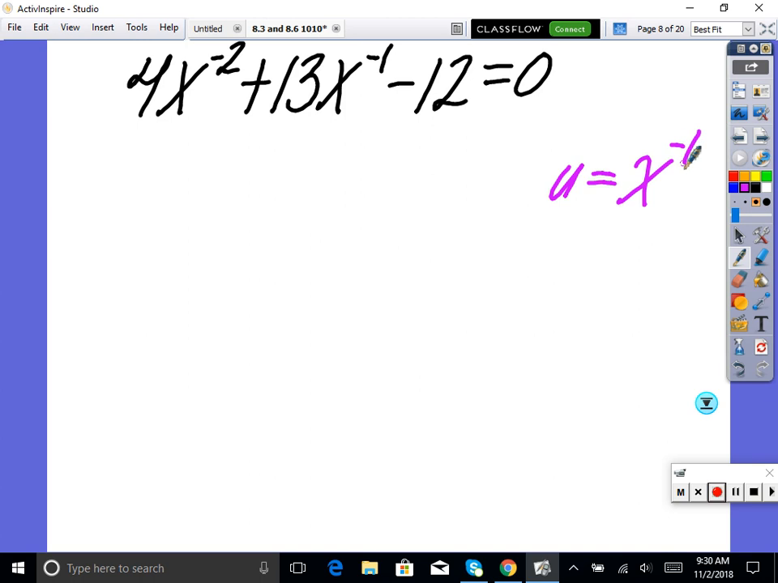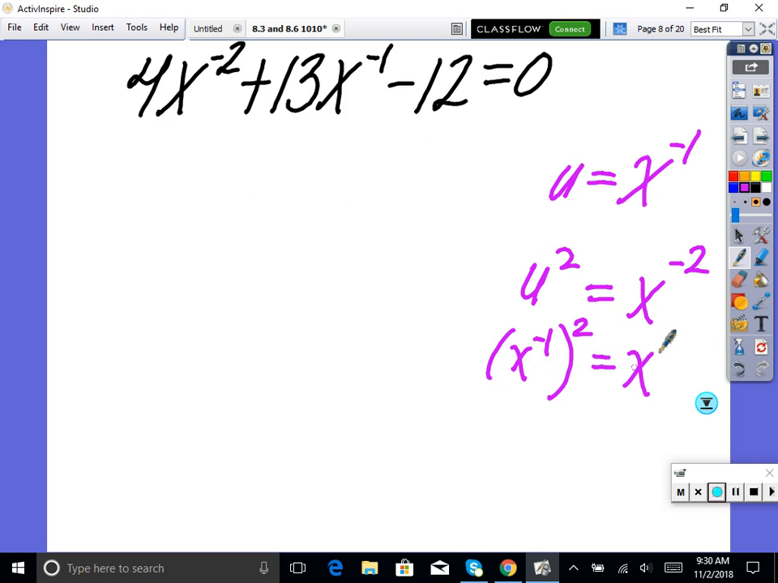x to the -1, right? How could you say, well, did I do that right? Then see if u squared is the correct thing. u squared should equal x to the negative 2. Square your u then. So x to the negative 1 squared, is that equal to x to the negative 2? Yeah. You guys see how it's all working out.